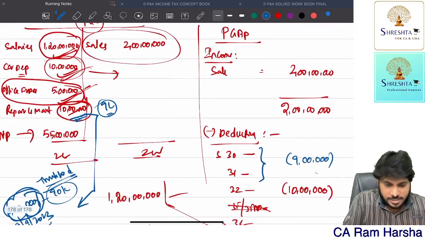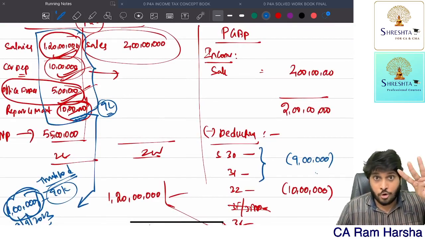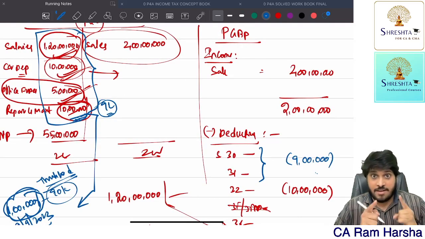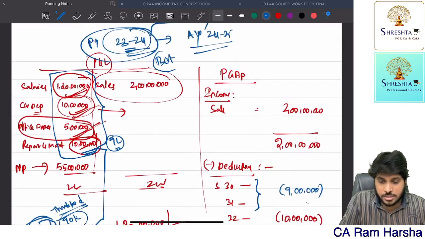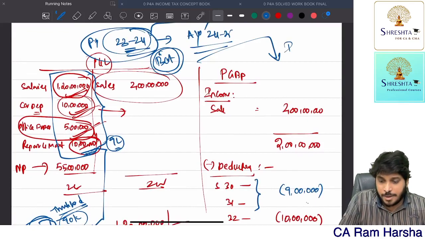That's it. Now tell me, in P&L, all 4 items which are debited to P&L, we evaluated. Now accordingly, I am computing. This is my books of accounts, whereas this is my income tax records.